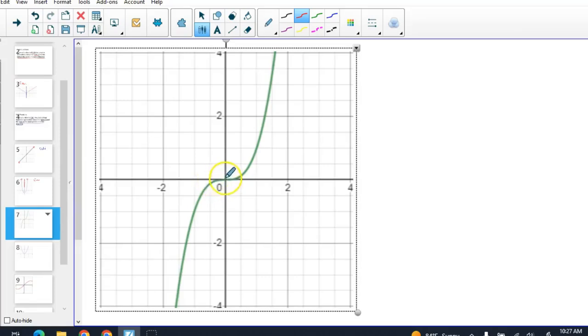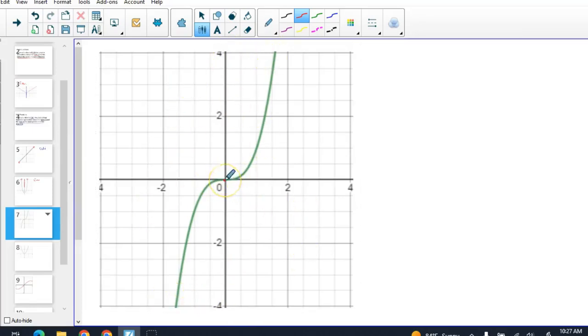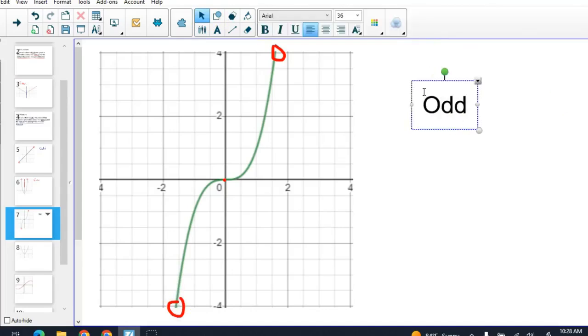Alright, so it's not going to be an even function, because if I look at my y-axis, it's not mirrored back and forth. But if we look at that origin, it's kind of like the opposite on each side, right? It's kind of mirroring across that origin. It almost flips and makes the same shape as soon as it hits that origin. And if we look at our endpoints, one side's going up, one side's going down, so this is going to be, let me type it, an odd function.